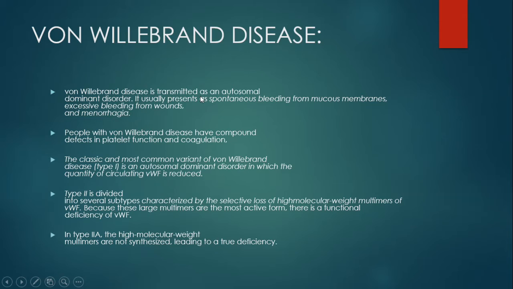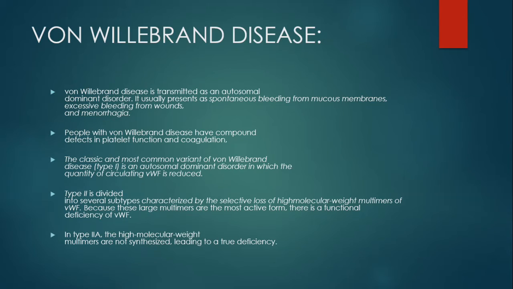It usually presents as spontaneous bleeding from mucous membranes, excessive bleeding from wounds, and menorrhagia. Von Willebrand disease is a congenital disease that leads to a deficiency of von Willebrand factor, which is present on the endothelial wall. When these factors are absent, it leads to a qualitative deficiency of platelet function.